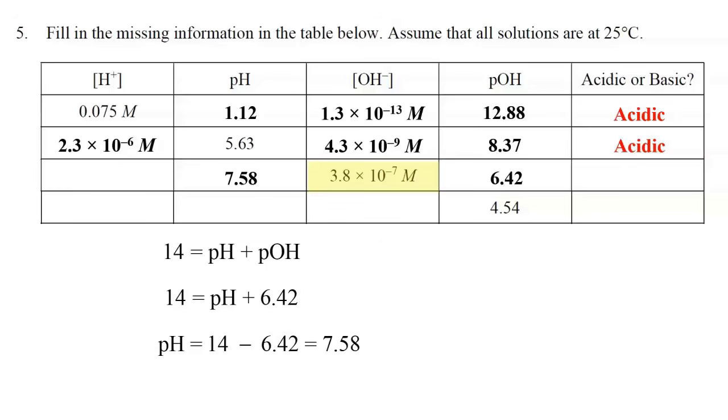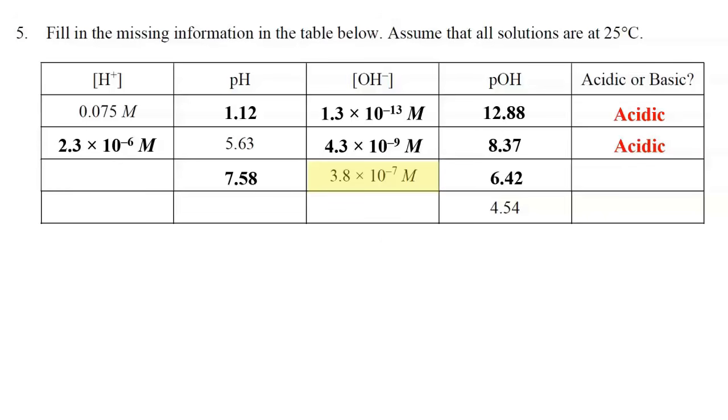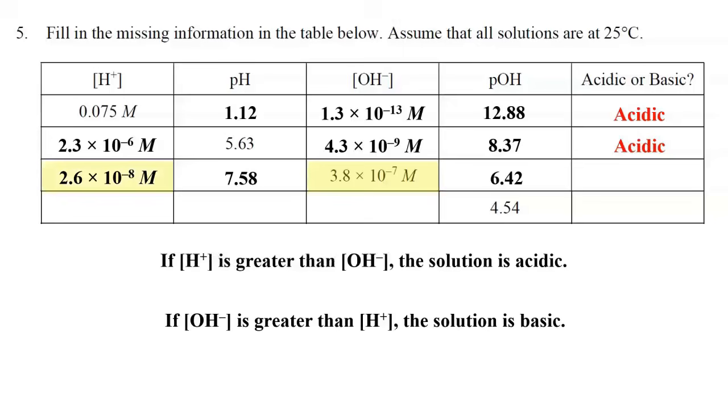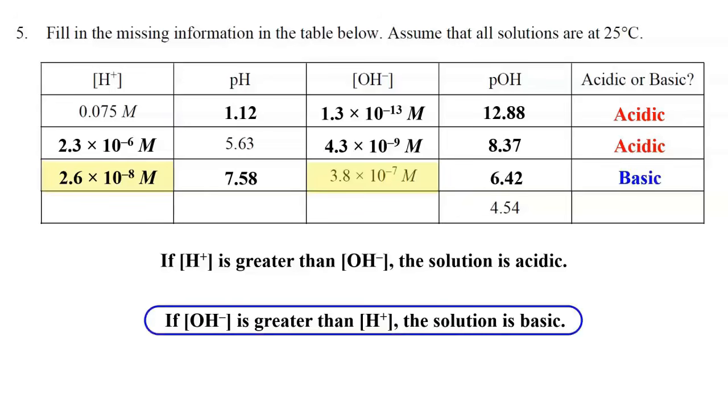And now to get the concentration of H+, I will do 10 to the minus 7.58. And when I round that off to 2 significant digits, I get 2.6 times 10 to the negative 8 moles per liter. Now let's compare the concentration of H+ and OH-. So in this row of the table, it looks like the concentration of hydroxide is greater than the concentration of H+, so that solution would be classified as basic.